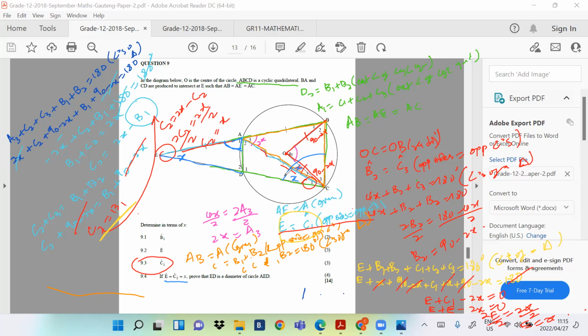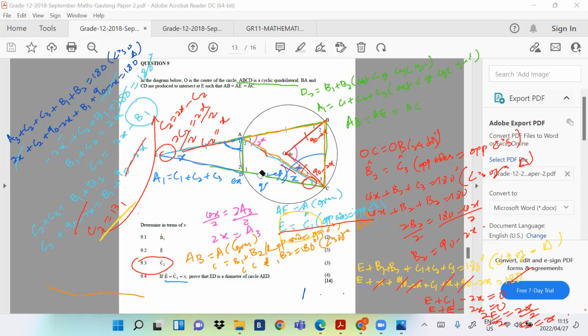I get ABCD is a cyclic quad. Exterior angle of a cyclic quad. Can you see? Oh, yes. Okay, so A1 is C1, C2, C3. Exterior angle of a cyclic quad. You see it? No, please explain.